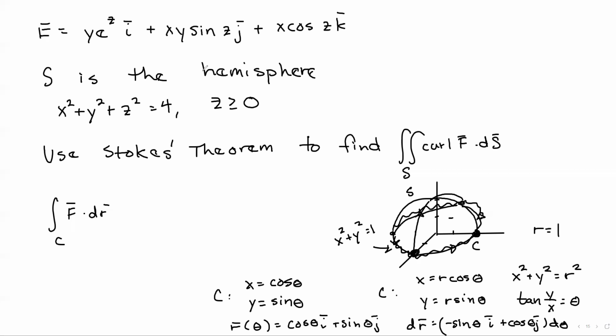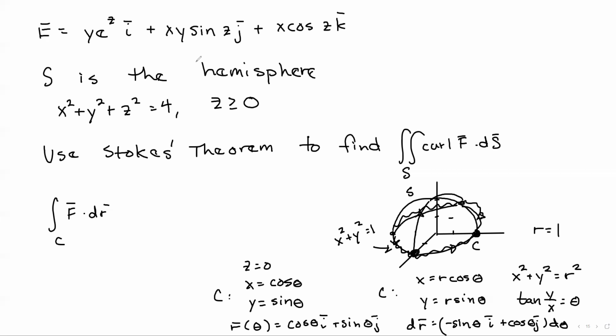We've got F. What is F? It is y e to the z. Well, there's no definition here for z. z is going to be 0 here. And so if z is 0, you're going to get y, which is sine theta, e to the 0, which is 1. So we're just going to get sine theta i. All right. And then next, we're going to have xy. Well, that's going to be sine cosine, but then sine of 0, which is 0. So that kills that whole term. And then plus, we're going to have x, which is cosine, and then cosine of 0, which is 1. So we're going to have cosine k.